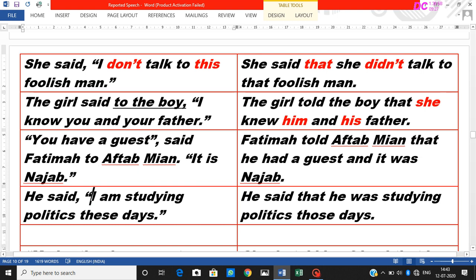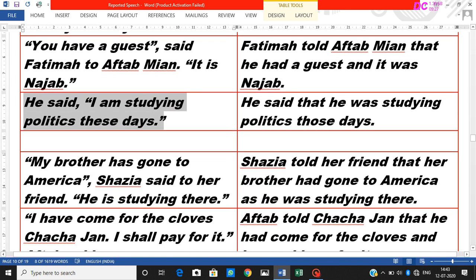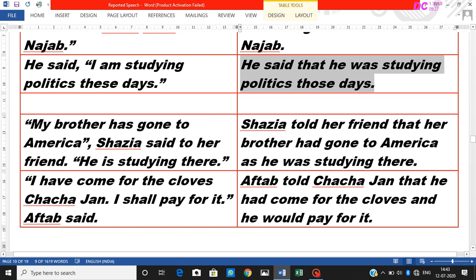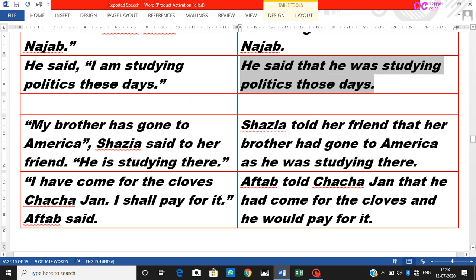Now let us go to the next example. He said, here we used present continuous: I am studying politics these days. He said that he was studying politics those days. Am studying was changed to was studying, past continuous, and these became those. In this way we did this sentence, changing as per the rule.